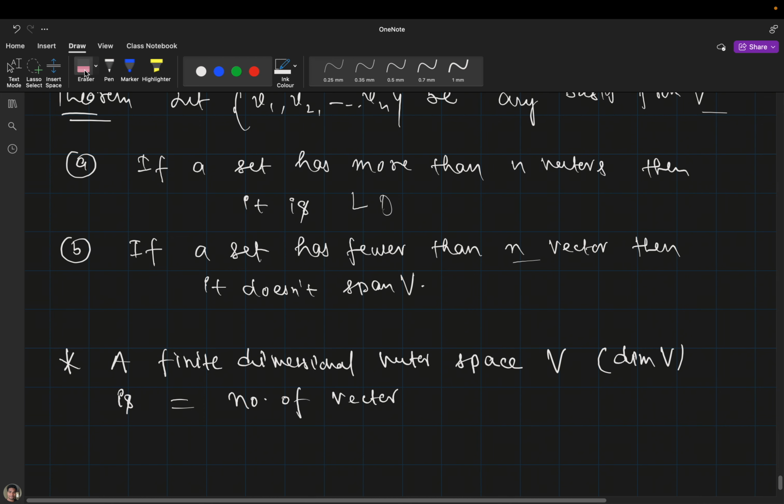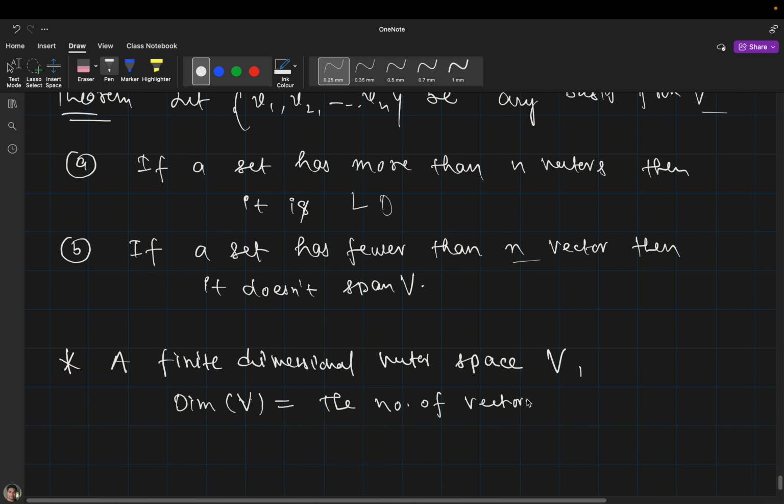Again, I will write it again. The sentence is not correct. Dimension of V is equal to the number of vectors in where? Basis. It's fine.